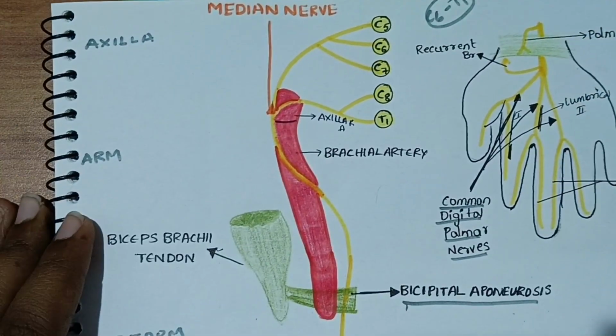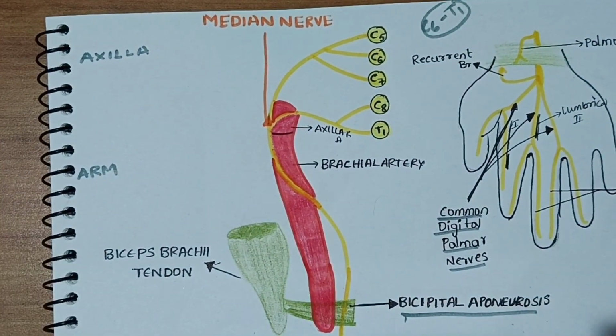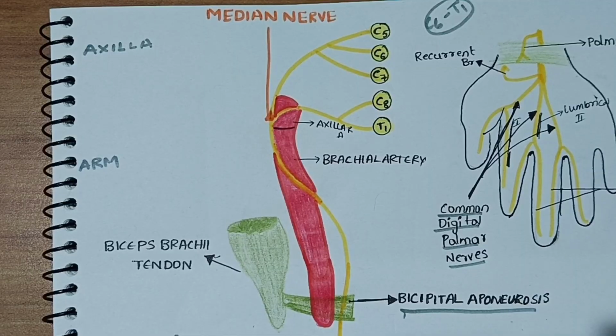Once again, in the axilla it is formed by the roots C5, C6, C7, C8 and T1, and it is going to cross the brachial artery from lateral to medial. In the upper part it is lateral to the brachial artery. In the middle part it is anterior, because it is crossing from lateral to medial. In the lower part of the brachial artery, it is medial to the brachial artery.